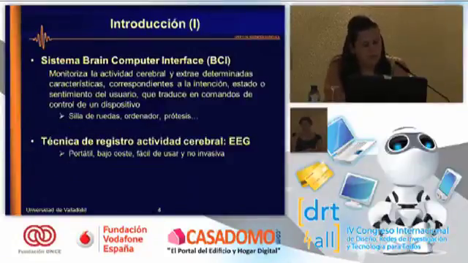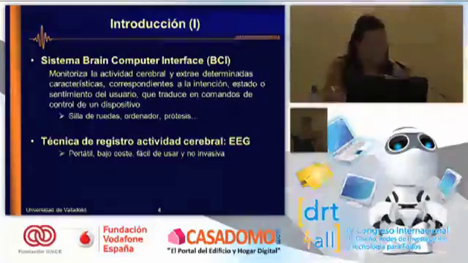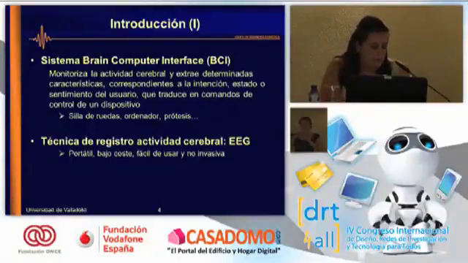First, an introduction to BCI. The brain-computer interface system monitors brain activity and takes certain feature characteristics related to the feeling or the intention of a user, so that those characteristics can be translated into commands to control a device. A device could be anything from a computer to a wheelchair.